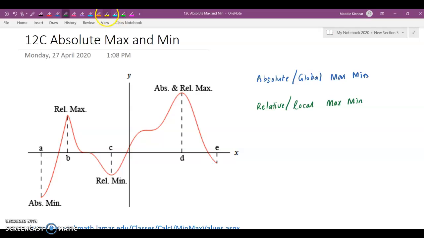So all turning points will lead to maximums or minimums. So for example, we have a local maximum here. We have an absolute maximum up at the top here. And down at the bottom, we have here a local or relative minimum.